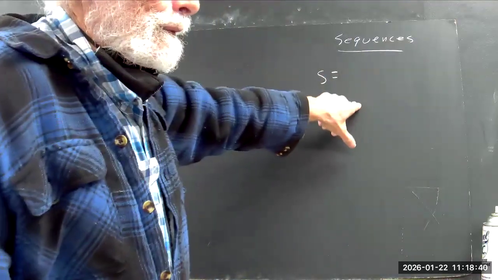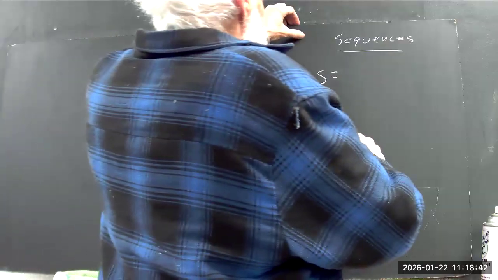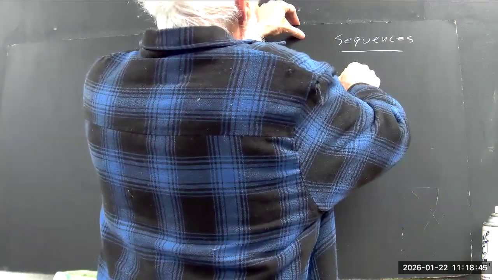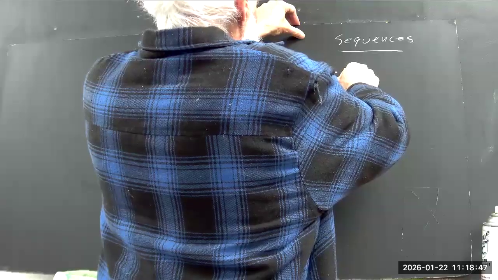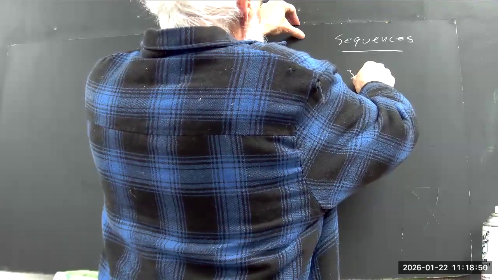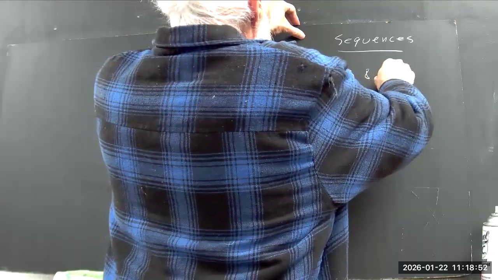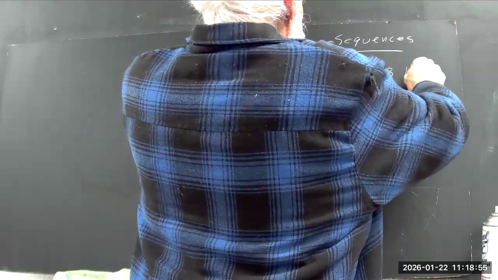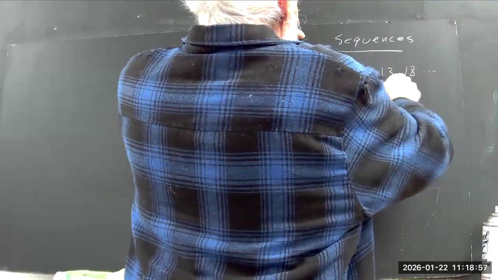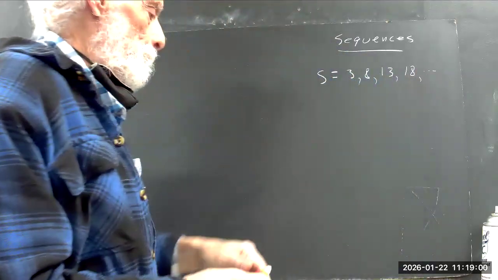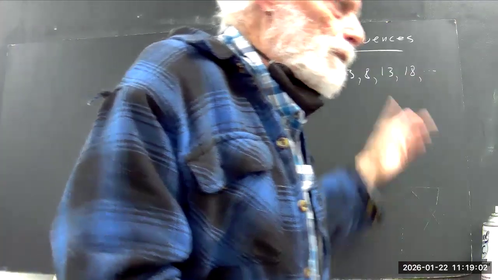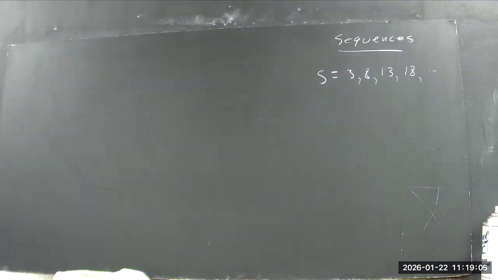I'm going to use S to represent the sequence, and S equals the sequence 3, 8, 13, 18, etc. Now take a minute, write that down kind of quickly so you don't have to spend a lot of time with it. If you can't see it and want me to read it to you again, just say so. And then tell me what the next 3 numbers ought to be.